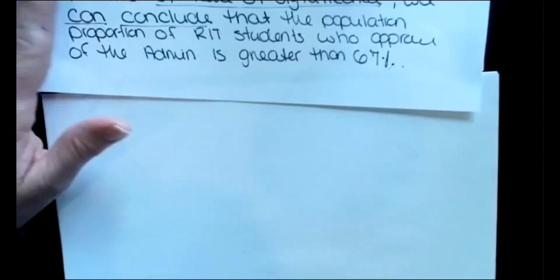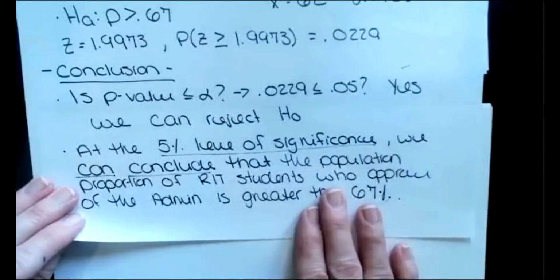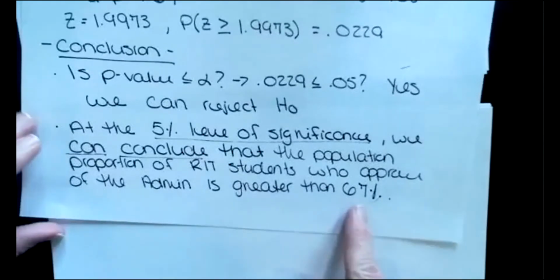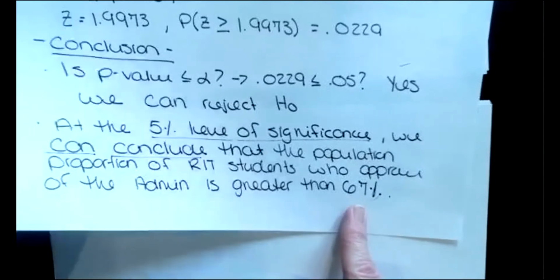So in this one, we are showing support. We are showing that the RIT students approve, that more than 67% of them approve the admin. So that's our conclusion. All right, so we have one more problem I wanted to go over, and that was the apple problem, right? This is another one that we started last week, and we might as well finish it and draw the conclusion.